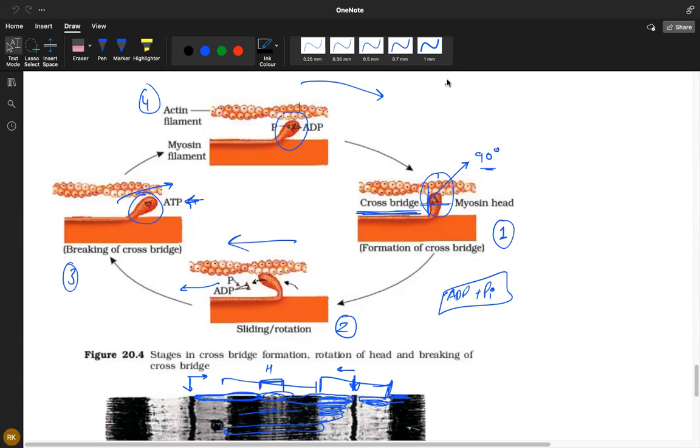which leads to prevention or stoppage of calcium influx, due to which the masking of actin filaments by the troponin takes place. Okay.